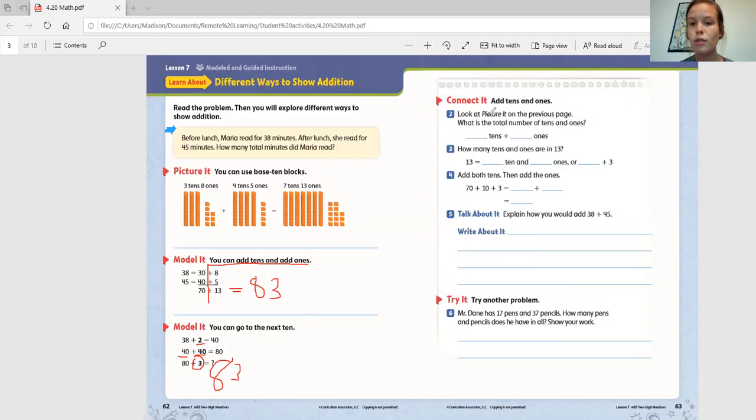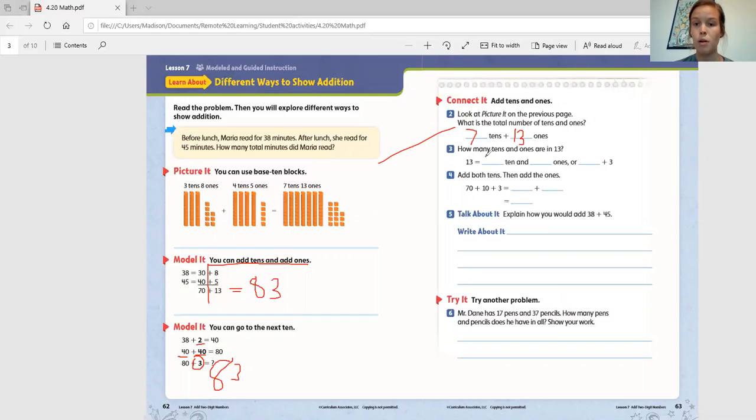All right, so let's go over here. Now, when we go through these, I'm going to tell you to pause the video so you can try to find your own answer before I tell you the answer. So we looked over here at picture it is what it's saying to do. And what's the total number of tens and ones? And we had 7 tens plus 13 ones. Now, I want you to pause it and see if you can figure out how many tens and ones are in the number 13. So think about what's going to go into these blanks.